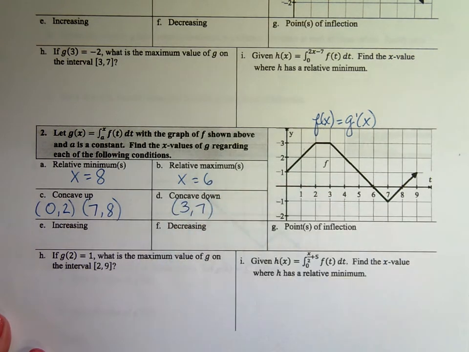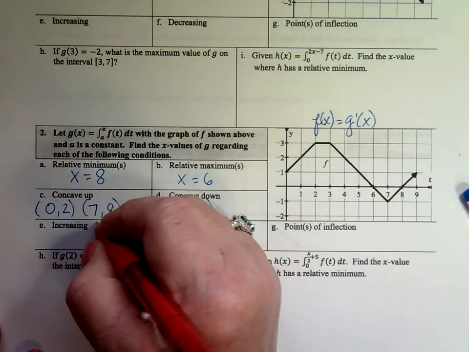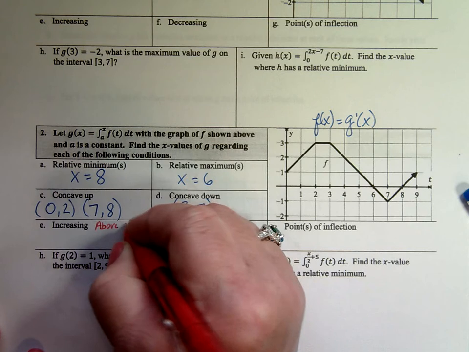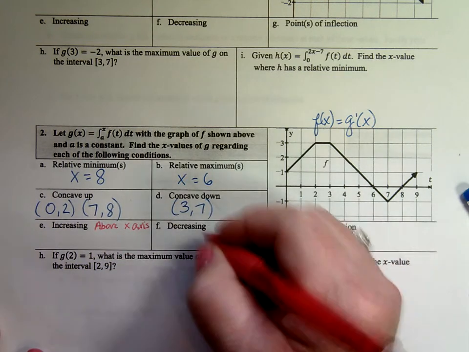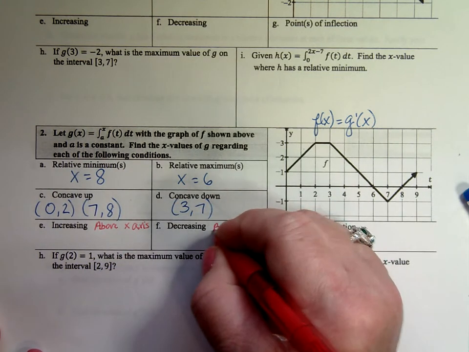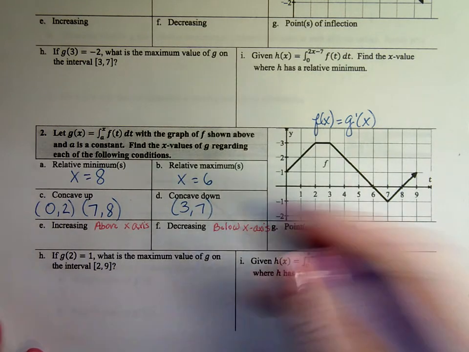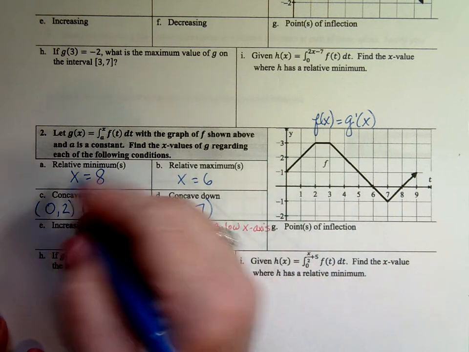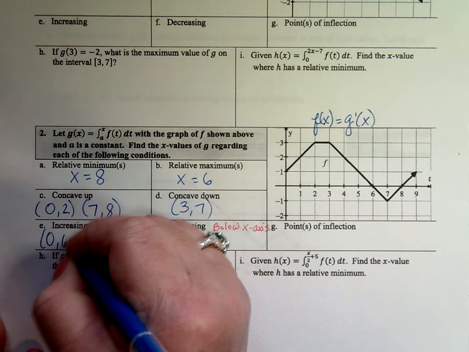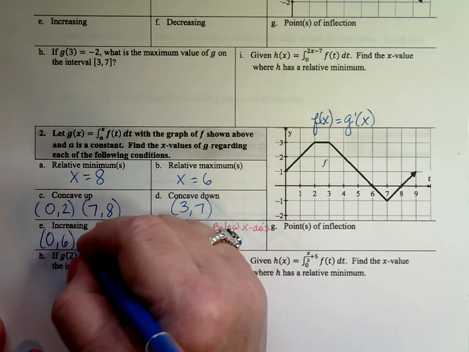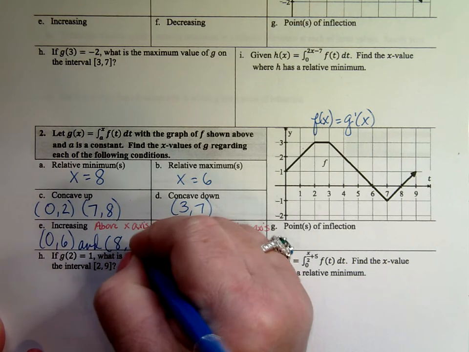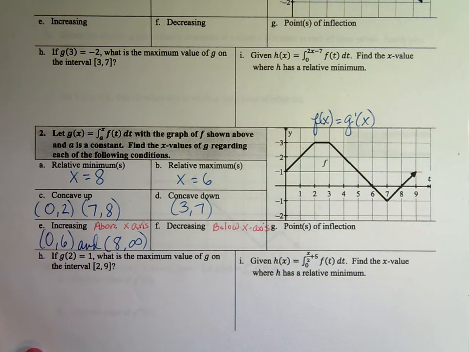Now where is it increasing? This one we might not have had on the other sheet. I don't think we did. Increasing, you're looking for above the x-axis, and decreasing would be below the x-axis, okay? So it did have a couple added little doodads in this. Above the x-axis is from 0 to 6. Any more? Yeah, 8 to infinity. Below the x-axis is 6 to 8.